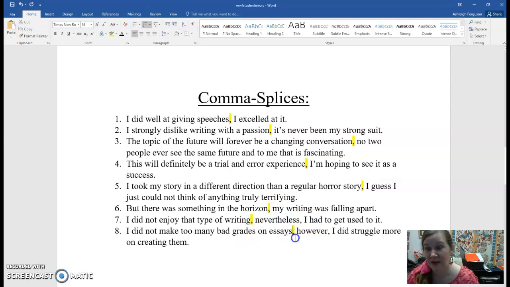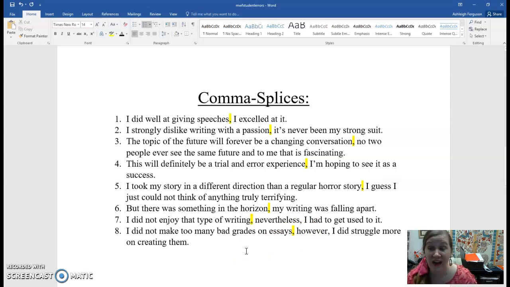And you'll notice right here, these last 2, these should have been semicolons, okay? They didn't need commas. Now, they need commas after the transitional word, but not before. Those need to be semicolons. So hopefully you can look through these and think about what would be the best way to correct these.